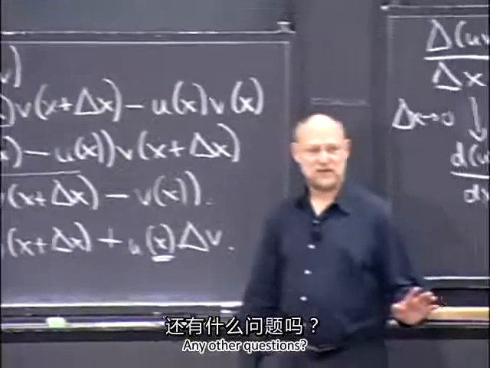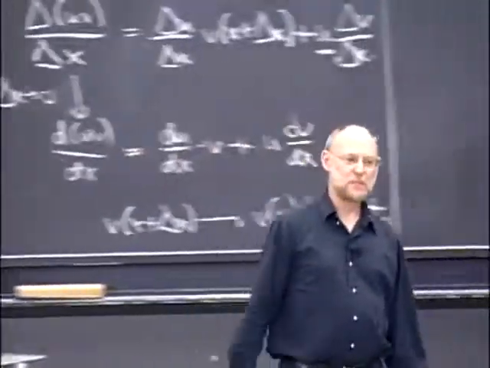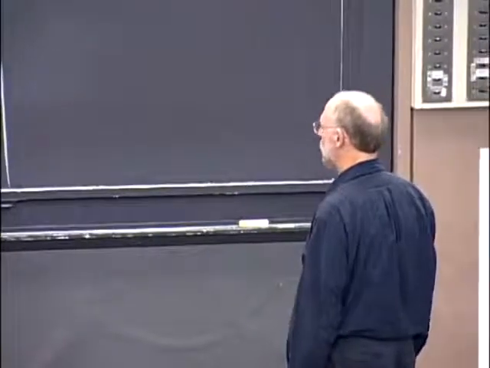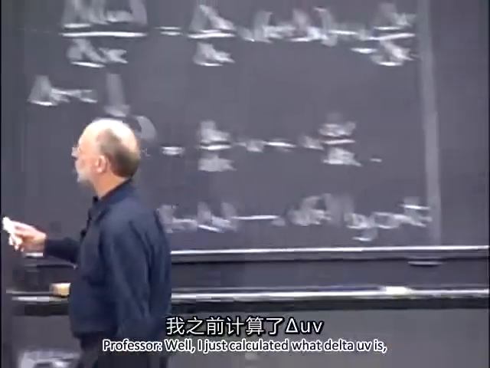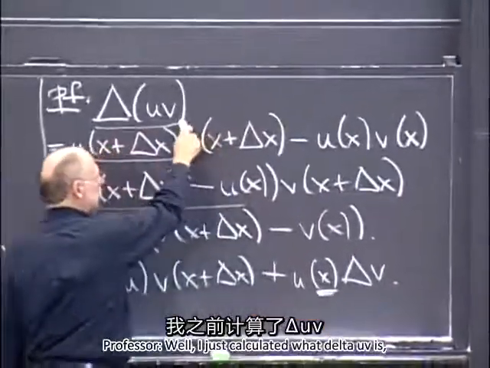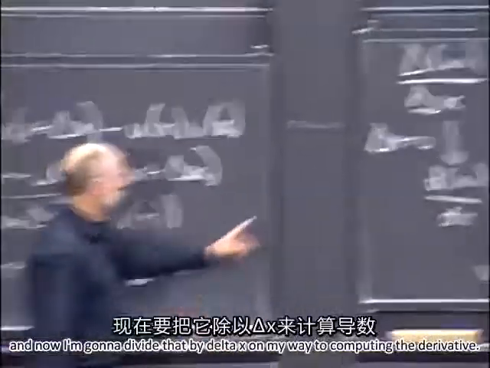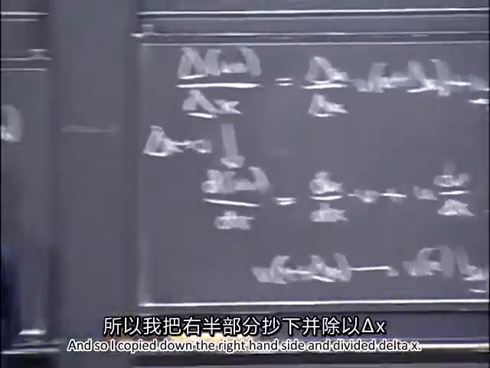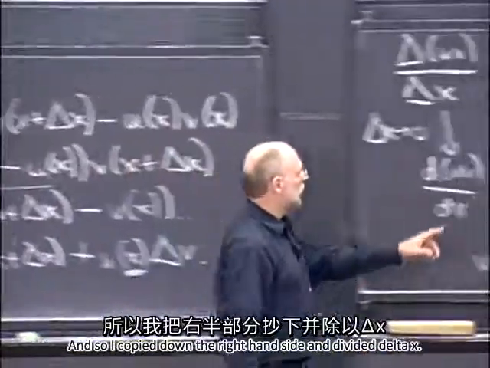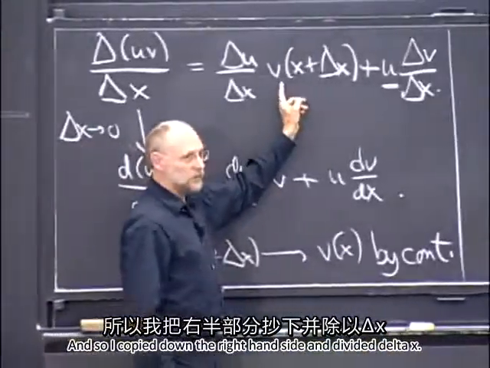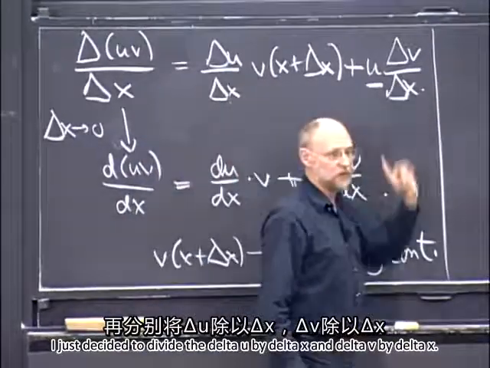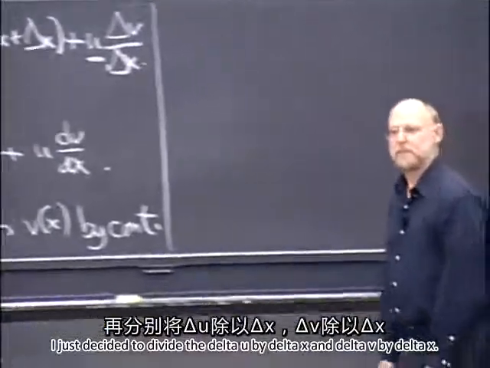Any other questions, though? Yes? Well, I just calculated what delta uv is, and now I'm going to divide that by delta x on my way to computing the derivative. And so I copied down the right-hand side and divided by delta x. I just decided to divide the delta u by delta x and the delta v by delta x. Good. Anything else?